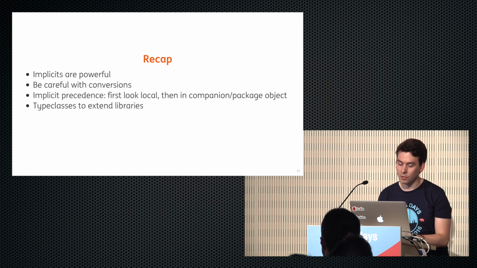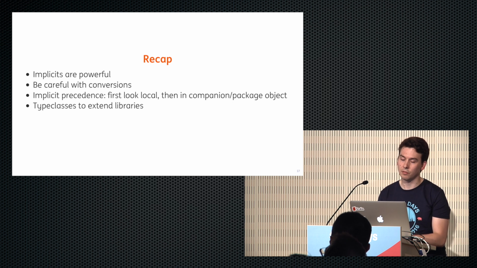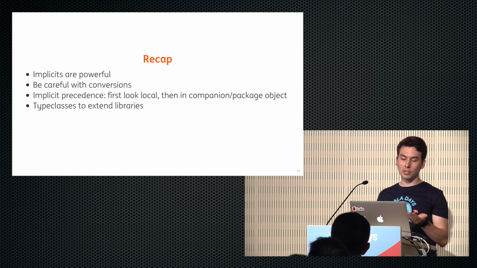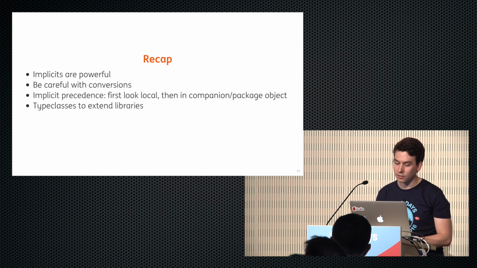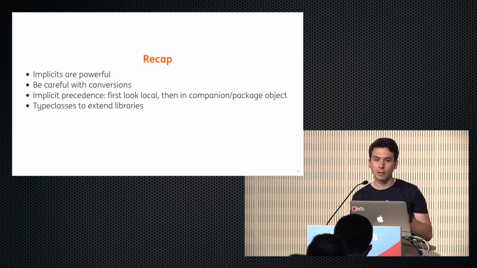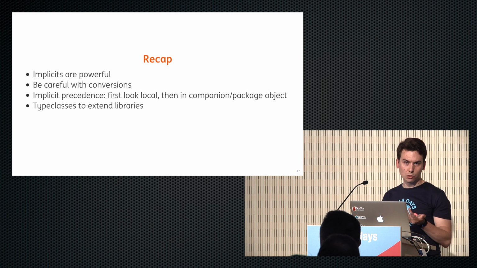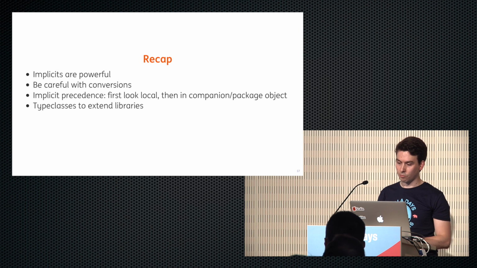What I want you to remember about the precedence, so how is the implicit resolved? It will first look local with a simple name. If it cannot, it will look in the companion object of the types involved. That's the basic rule that can really help you when you want to start debugging these kinds of things. And we looked at type classes and saw a way where we can actually extend our model in a non-intrusive way, and we have really nice loose coupling between the model and the things we add on top of it.